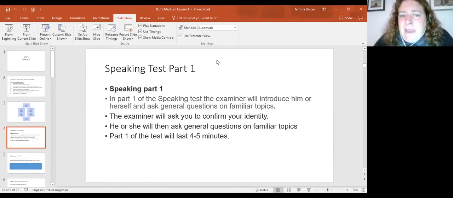As I said, the speaking is broken into 3 parts. And in the first part, the examiner will introduce themselves and they'll always ask you to confirm your identity. So they'll ask you to give them your passport or your identity card so that they make sure that you are who you say you are and it matches the information that you have. So that will always happen straight away.